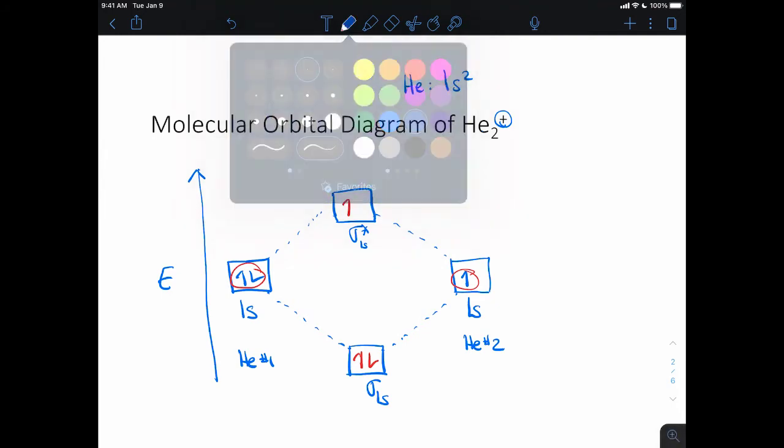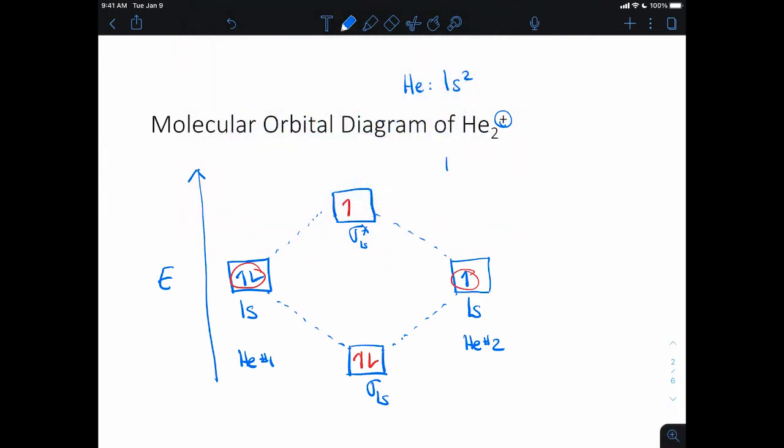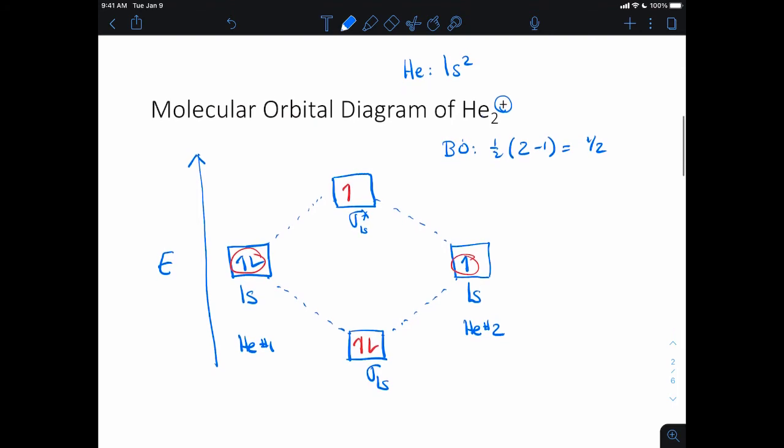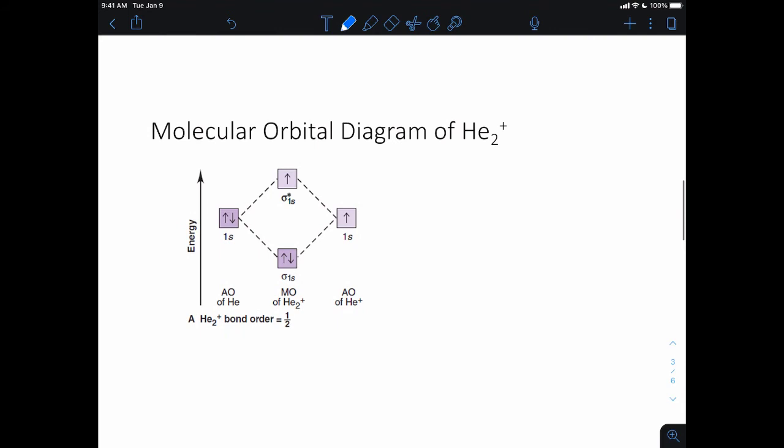Just a quick little count here on bond order. You can do bond order, remember. It's 1/2 the electrons in the bonding molecular orbital, that's 2, minus those in the antibonding, that's 1. So this is a 1/2 bond order. So helium-2+ does exist. It's just less than a single bond, so it's not incredibly stable, but it does exist. Now here is the actual prettier version of that diagram we just did, where we did helium-2+.